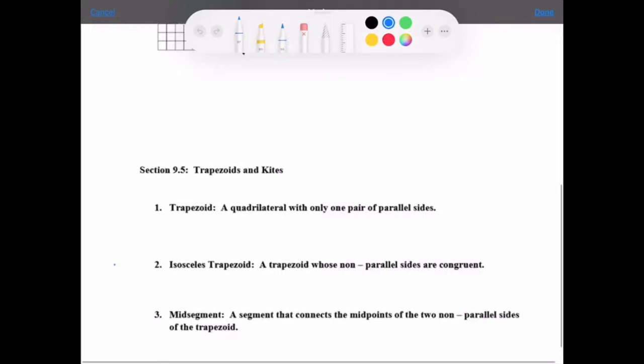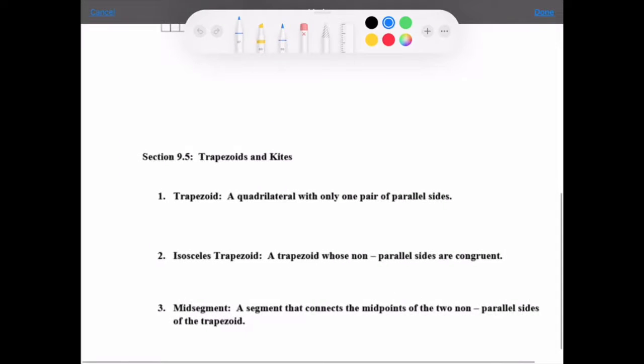So today we're going to be doing 9.5. A trapezoid is a quadrilateral with only one pair of parallel sides. For example, that could look like this. As you see, these two sides are parallel. However, these two opposite sides are not.